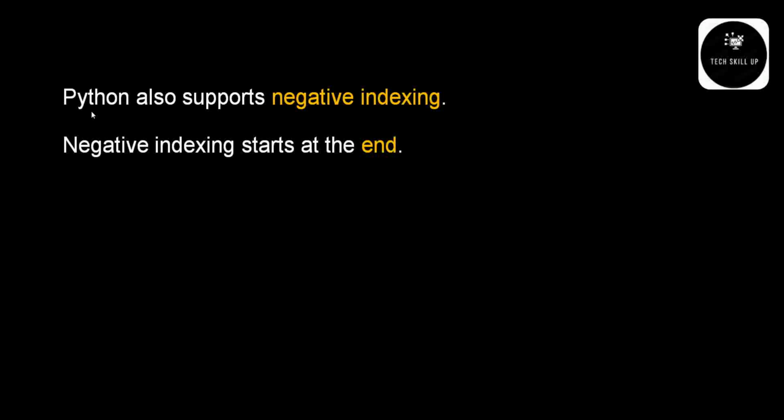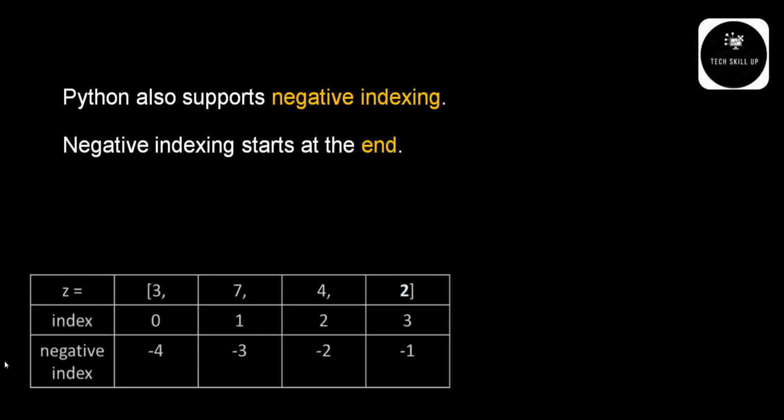Then we can see one more thing: Python also supports negative indexing. Negative indexing starts at the end. Let's see an example so you can easily understand. We have a list with 4 elements, with a positive index and a negative index. The positive index starts from 0 to n minus 1, that is 3, from left to right, and the negative index is from the end. That means the last element is indicated with the negative index minus 1, then minus 2, minus 3, and minus 4.